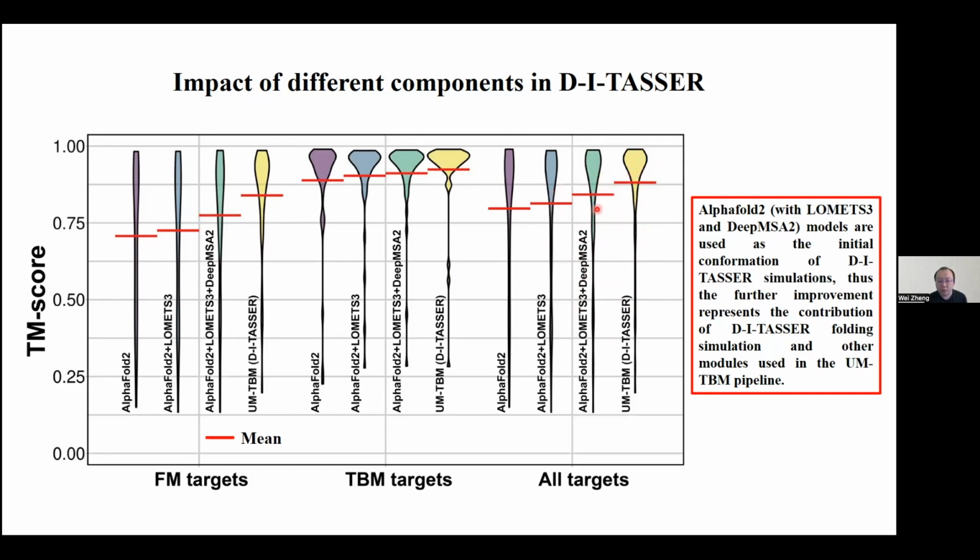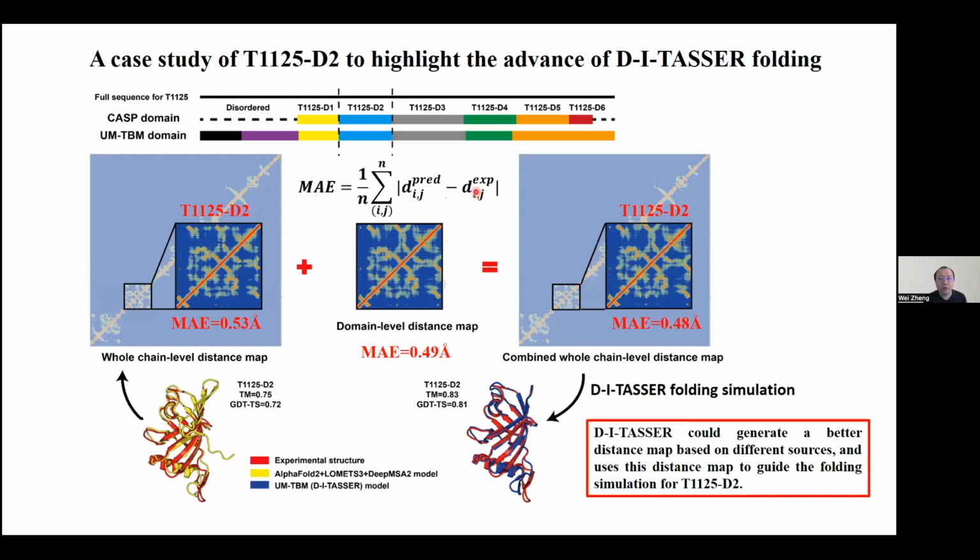Thus, the improvement could be considered as the contribution of the I-TASSER folding system that combines multi-source distances from different predictors. Here we use one case, T1125D2, to highlight the advantage of I-TASSER in combining multi-source distances for the protein folding simulation.